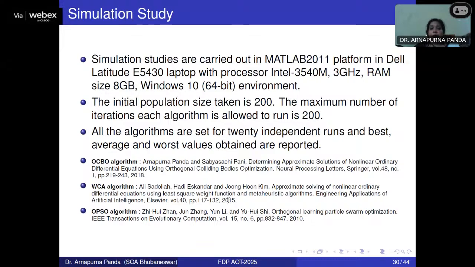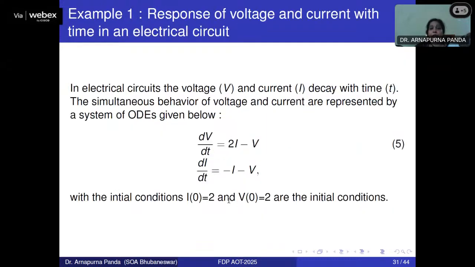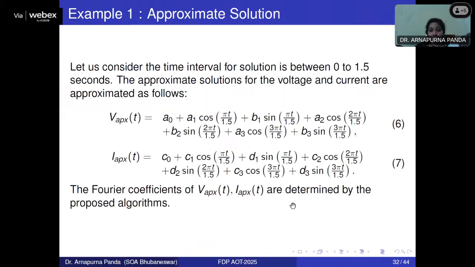So here we consider this electrical circuit. This is a system of differential equations, a very simple problem: dB/dt = 2y - b, and dI/dt = -I - b. Here the initial conditions are given: I(0) = 2 and B(0) = 2.